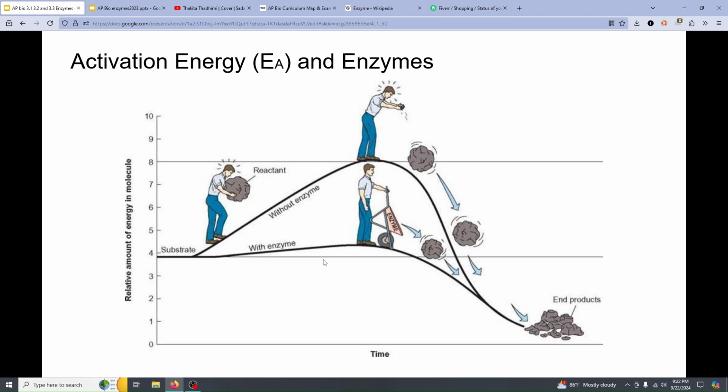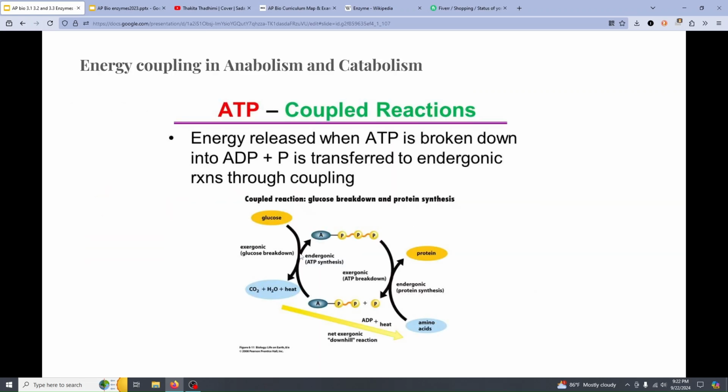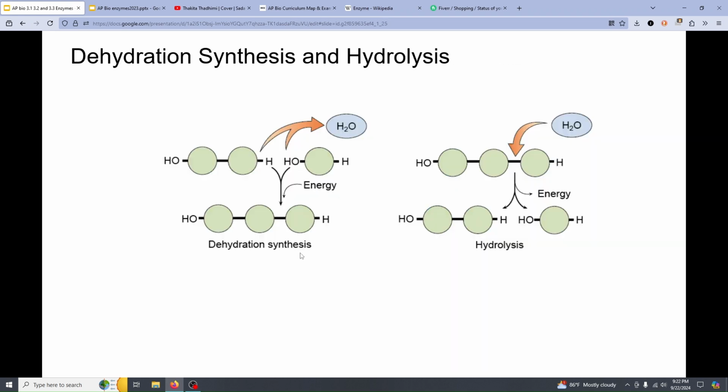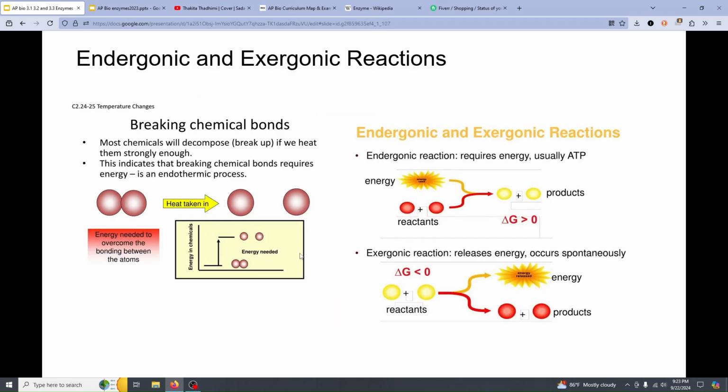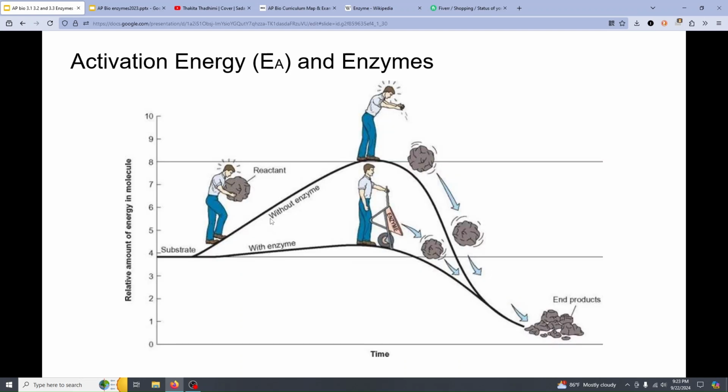So there's one more term I want to introduce. It's the activation energy, otherwise represented as EA. Okay. So for running a chemical reaction generally, you're going to need an application of energy here. So you're going to need an application of energy.